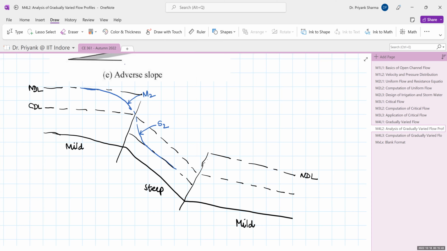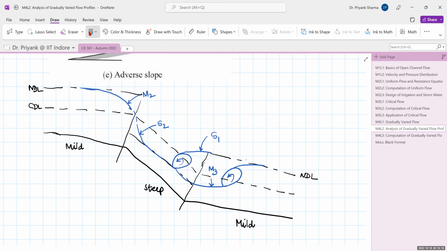Now to cross here, there are two cases possible. One case, there will be a hydraulic jump here, and it will join here with the help of an S1 profile, or another case will be it would extend further here and a jump will be formed on the mild slope and it will join the NDL. So this would be your M3 profile. So this is also possible.